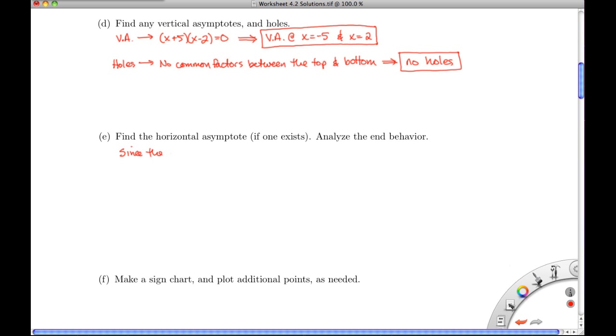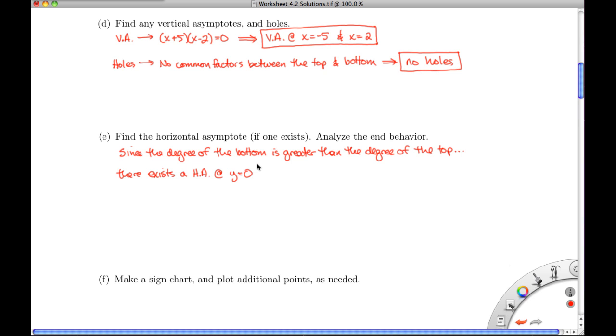In this case, what we're told in terms of the 3 possibilities, since the degree of the bottom, or the denominator, is greater than the degree of the top, or the numerator, then this tells us that there exists a horizontal asymptote, abbreviated HA, at y = 0. And this is always the case.